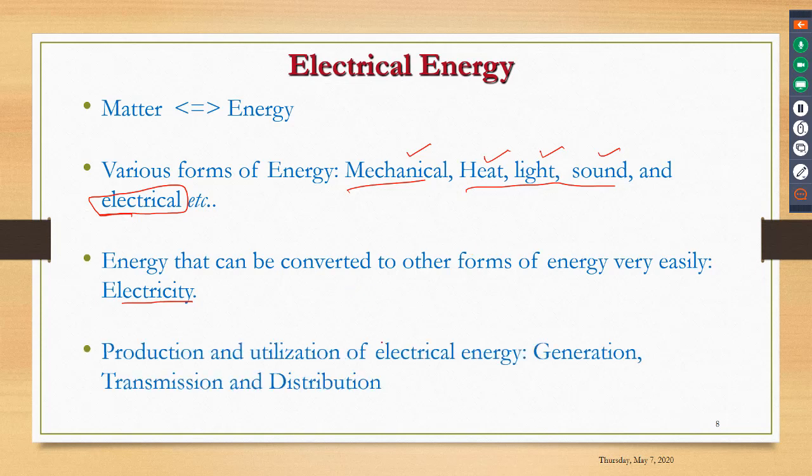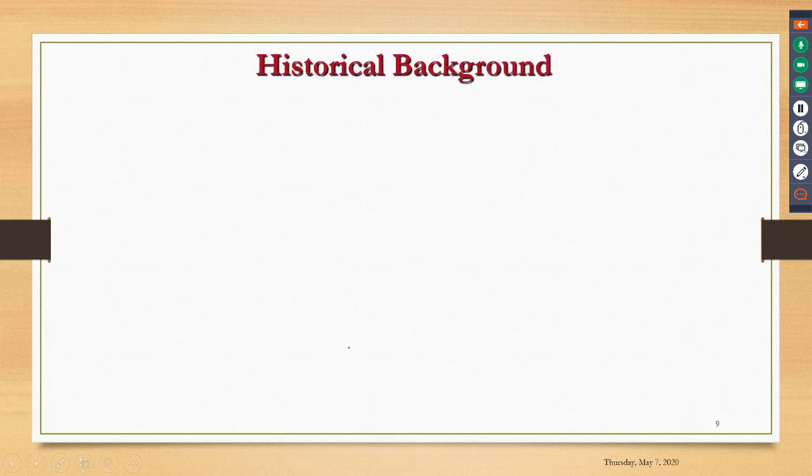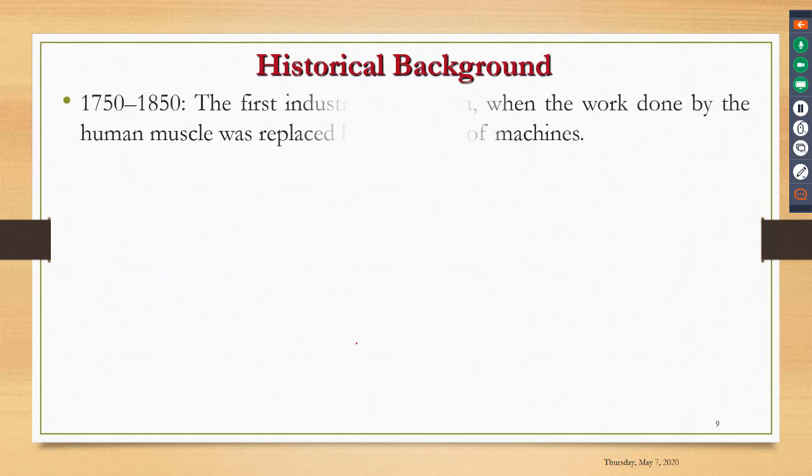Production and utilization of electrical energy, that is how it happens. Production happens through generation, and then after transmission to the consumer end, it is through transmission and distribution, then it is utilized at the consumer end. So this is how it happens. This is the basic background of electrical energy production. Then what is the historical background?